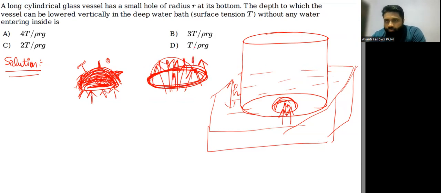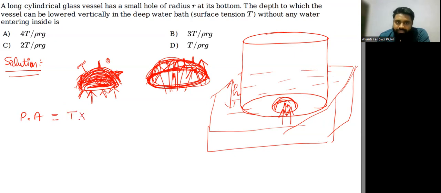And we know that in case of a bubble, what is the formula? We can directly apply that the force must be balanced. So the force exerted by the pressure, which is P into the area of this surface, must be equal to the surface tension multiplied by the length, and the length is 2 pi r.